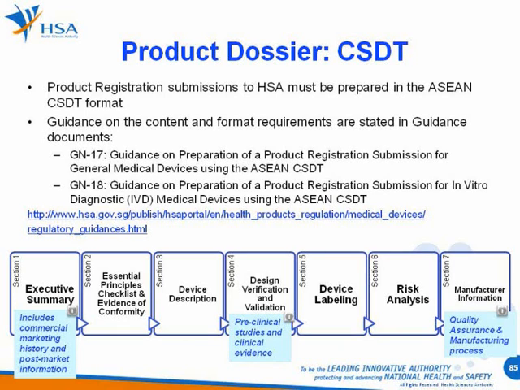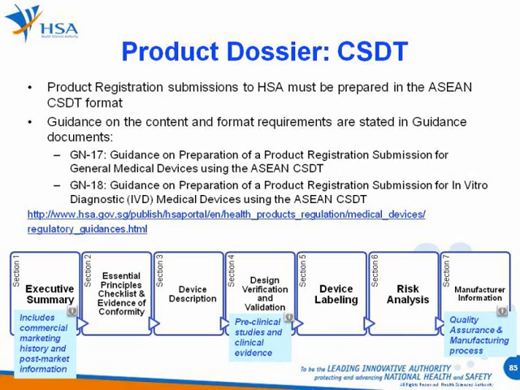For Section 5, on device labeling, it includes labels on the device and its packaging, instructions for use or operator's manual, promotional material. Section 6 would be the risk analysis section, where the product owner's risk management report would need to be included. Section 7 is manufacturer information. So, the applicant will require to put in information on the manufacturing process, quality assurance certificates.